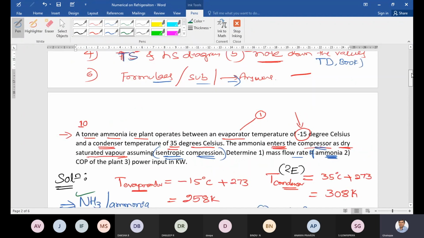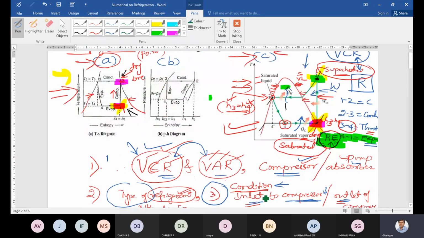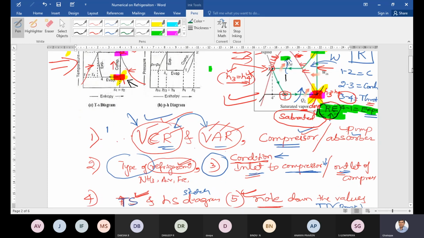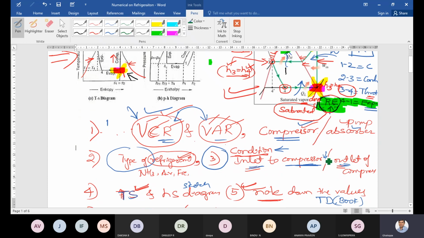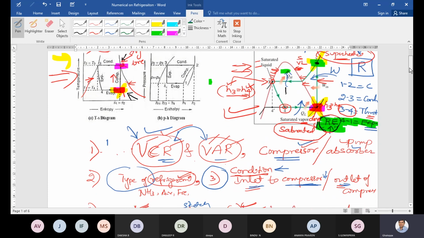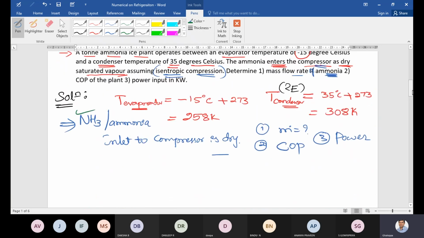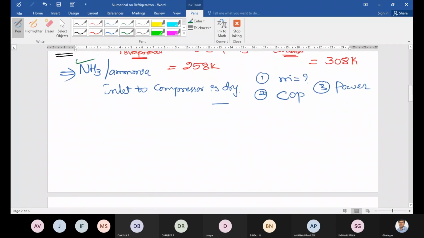Next, third step, what do you need to do? Condition. The keyword for step 3 is condition. Inlet to compressor is given. Either inlet to compressor or outlet of compressor will be given. Here the inlet to compressor is dry. Inlet to compressor is dry means you have to draw the simple TS diagram. I will draw it here. Keep in mind, if the inlet is dry, 100% the outlet of the compressor will be superheated.